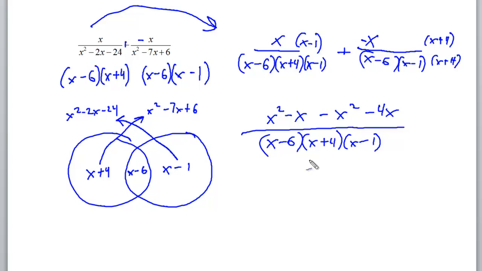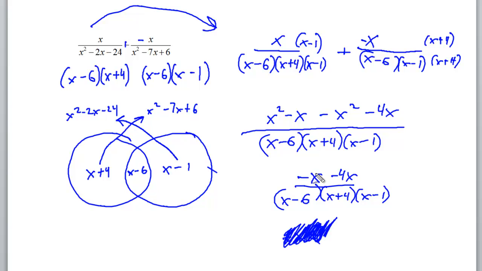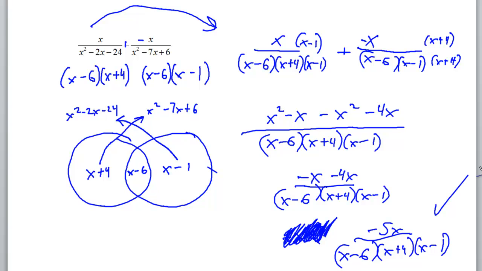The two x squareds cancel out, or simplify to 0, so my numerator is negative x minus 4x over the common denominator of (x minus 6)(x plus 4)(x minus 1). Now what I can do with my numerator is I can go negative x plus a negative 4x, or negative 5x, all over the common denominator of (x minus 6)(x plus 4) and (x minus 1). Whew! A little bit of work, but it's worth it.